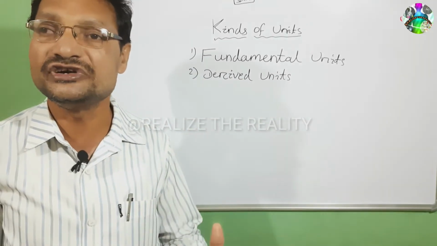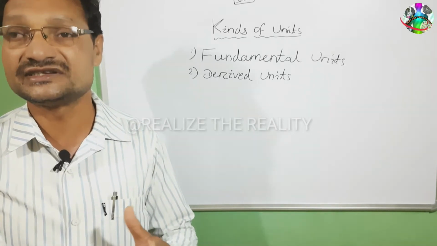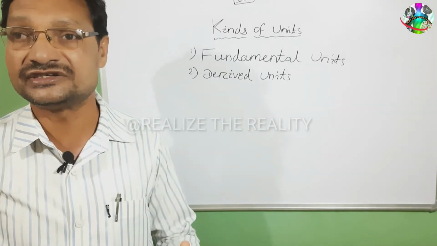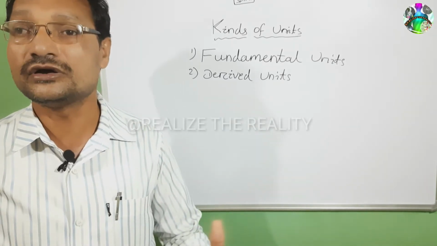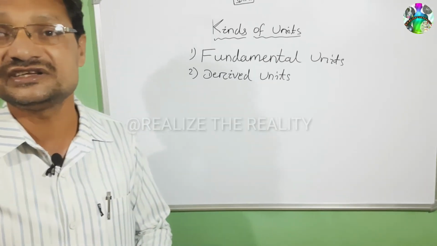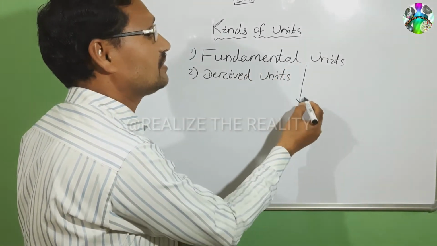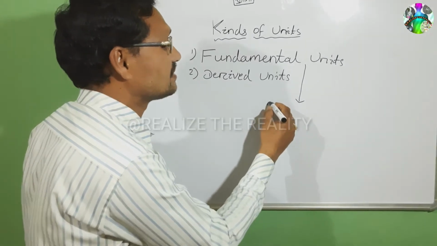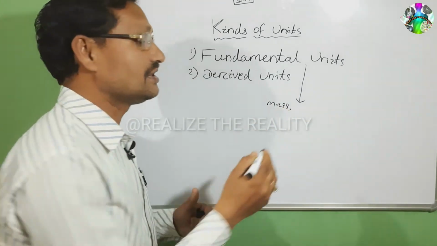So which units can we say are fundamental? Mass, length, time, electric current, luminous intensity, temperature, these are called fundamental units. Let us see now, children, the fundamental units. What are the different fundamental units? We can say mass. Mass is a fundamental unit. Why can you say fundamental? That we can derive now.